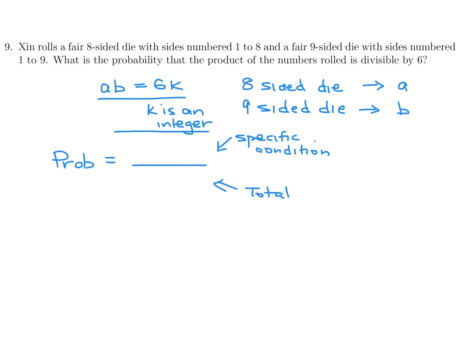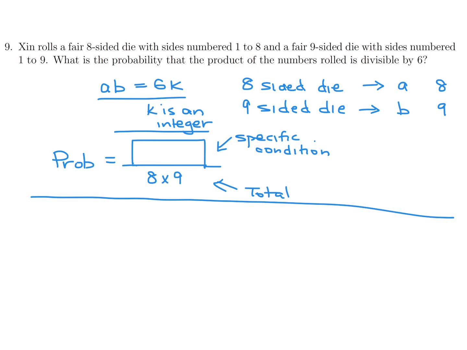For A, we have 8 possibilities, right? 1 through 8. And for B, we have 9 possibilities. So the total would be 8 times 9. That's all of the possible combinations. But the probability, of course, we will have to figure out that specific condition, that number. And when we do, then we can get the probability.